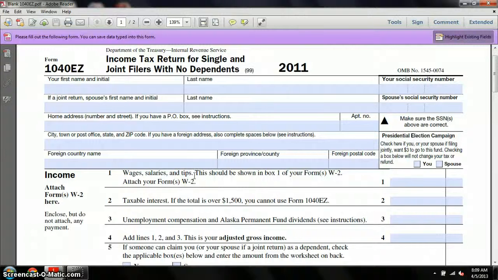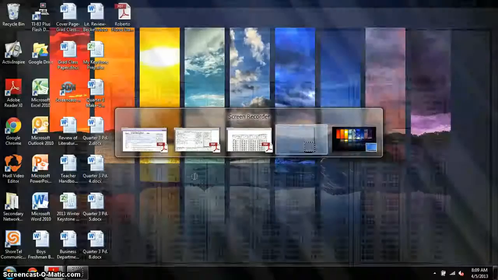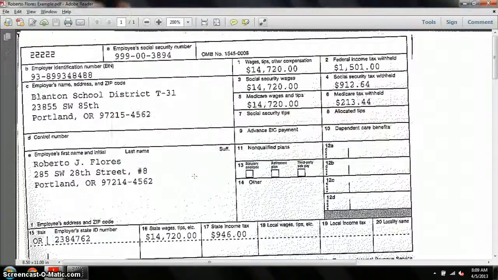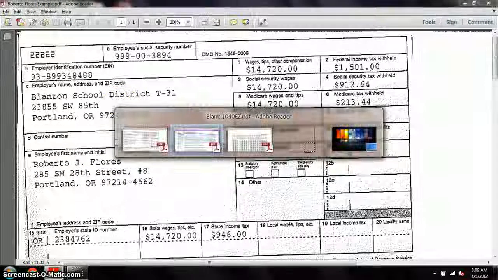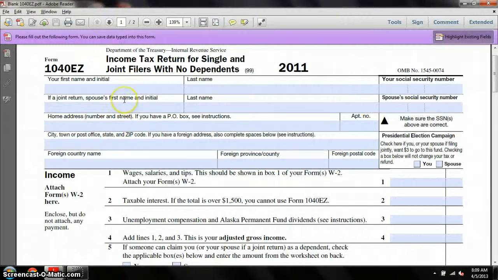Okay, so today we're going to talk about how to complete a 1040 EZ tax form. We're going to use some example data here. Here's the W-2 form we have for, you can see Roberto Flores, his information here, where he works and everything of that nature. So we're going to use his information to help fill this out today.